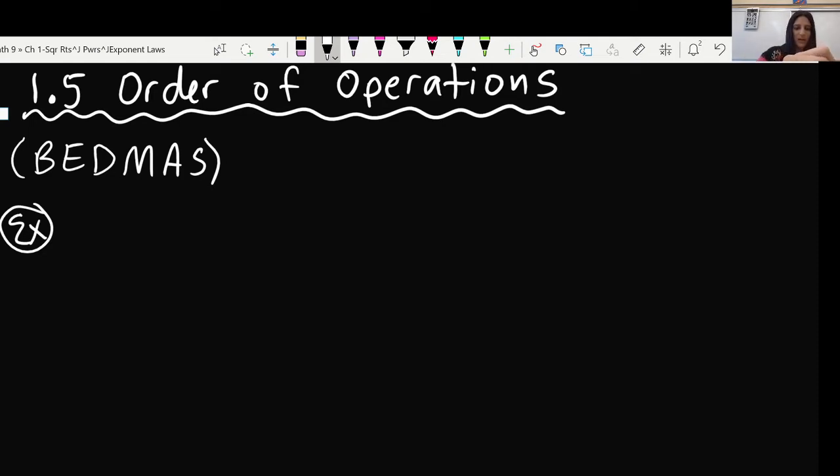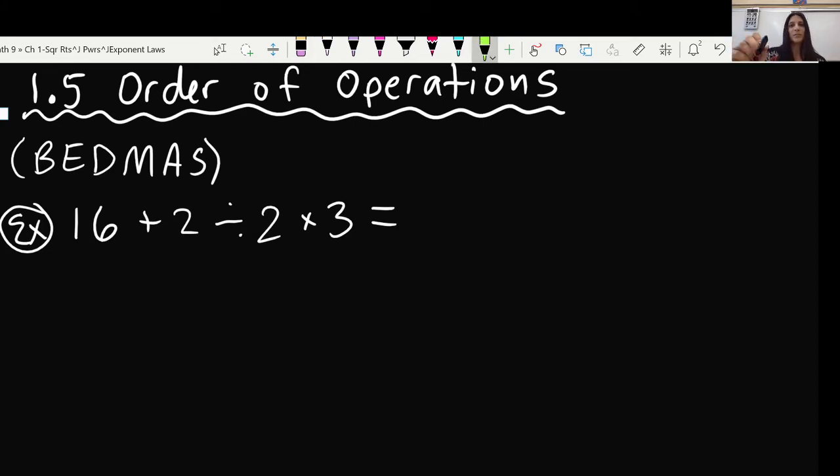If we have something like 16 plus 2 divided by 2 times 3, and we're trying to simplify and solve this, well, according to BEDMAS, there are no brackets, so I don't need to worry about it. There are no exponents. Division and multiplication are the things that we have to deal with first. So as I go through this from left to right, that's always how we read an equation, just like a book, I notice that here's my first part where there's any division or multiplication.